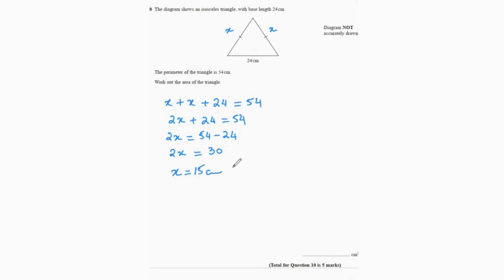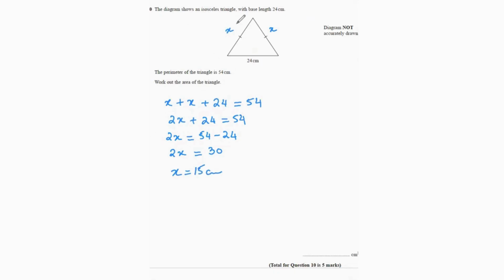This one says the diagram shows an isosceles triangle with base length 24. The perimeter of the triangle is 54. Work out the area. Interesting question. They've given us the perimeter and the base, and they want us to find the area, but there is no height. So it's an isosceles, which means this length is going to equal this. So 2x plus 24 is 54. Bring the 24 to the other side, so 54 minus 24. That's 30. x is 15 centimeters.